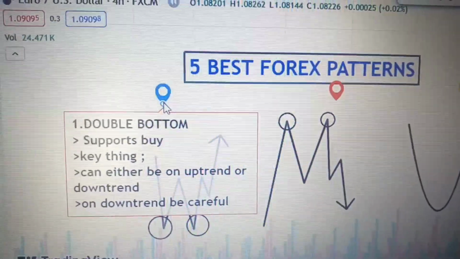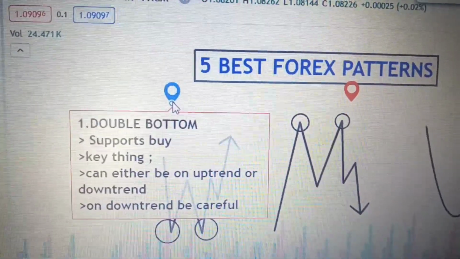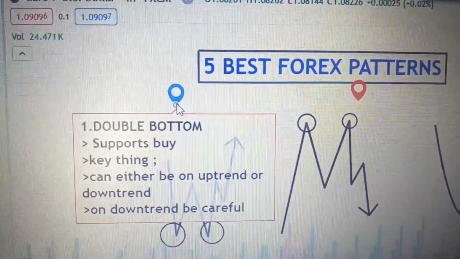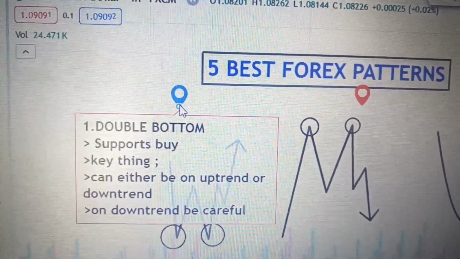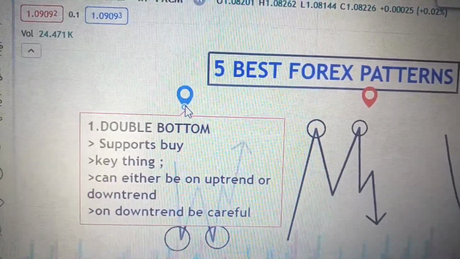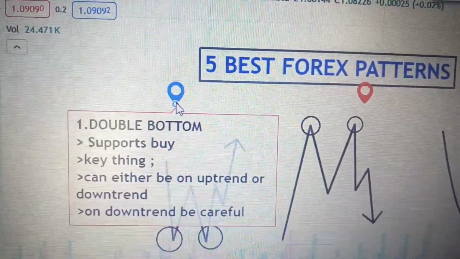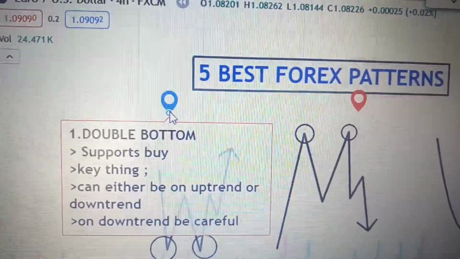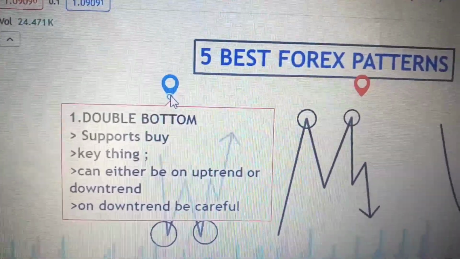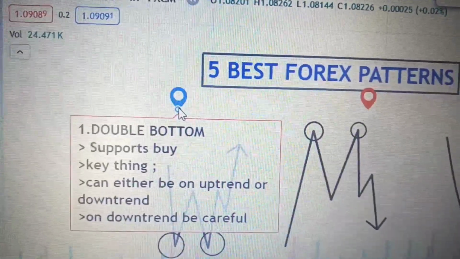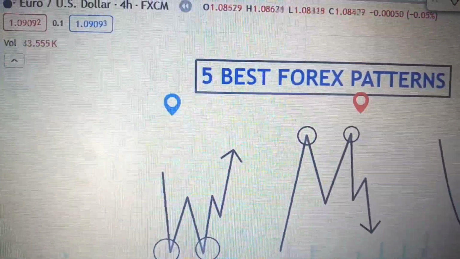Now a double bottom, this is a pattern that supports buy, and a key thing to understand in a double bottom is it can either be on an uptrend or on a downtrend. And on a downtrend market, ensure that you're careful. You just don't have to be so excited that it will go in your direction, because it is very hard to trade a double bottom on a downtrend. Now you'll understand why I'm saying that. First, how does a double bottom look like?